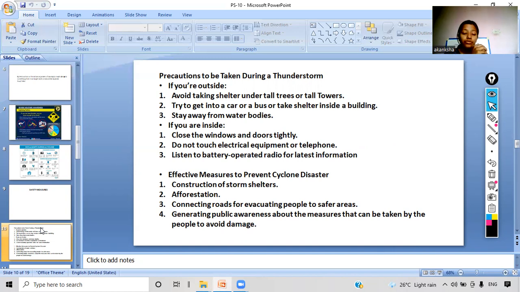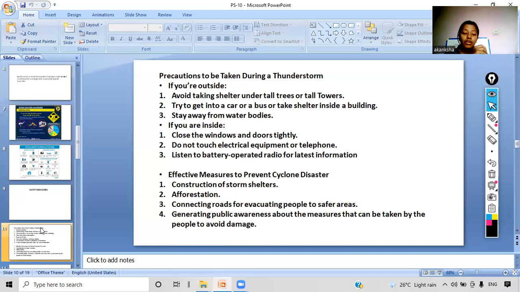And what should we do if we are inside during a thunderstorm? We should close all the windows and doors properly and tightly. Do not touch electrical appliances or telephones. And listen to the battery operated radio for the latest information. So this is all about the do's and the precautions that we should take during a thunderstorm.